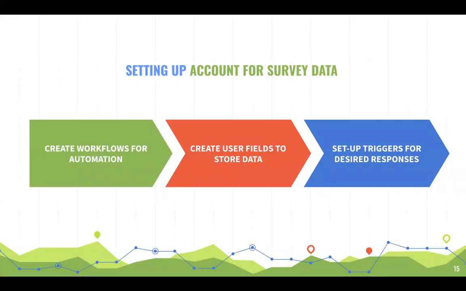And then third, you'll set up triggers within the user fields for the desired responses. I'll walk you through that, but essentially, if your user field updates to a desired response, you will then trigger the workflow for the automation to happen. So those are the three things that you want to set up before you dive into the survey and start sending everything out.